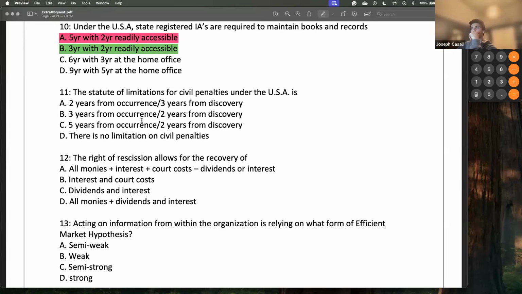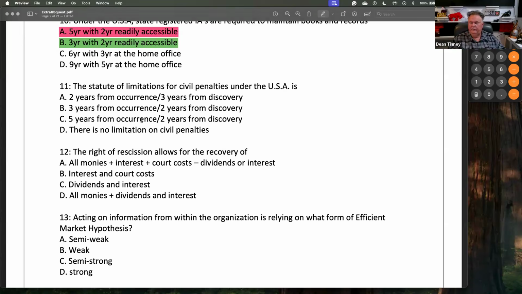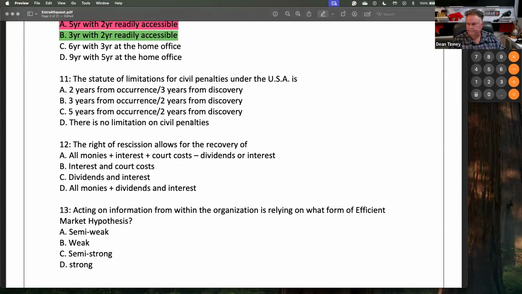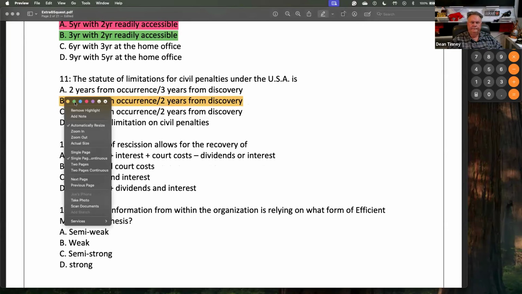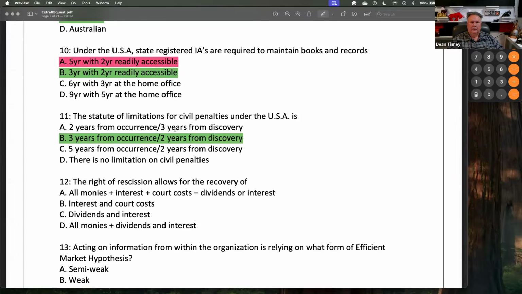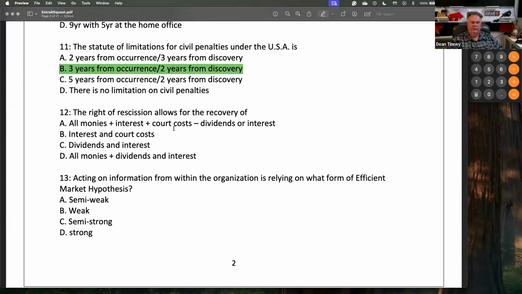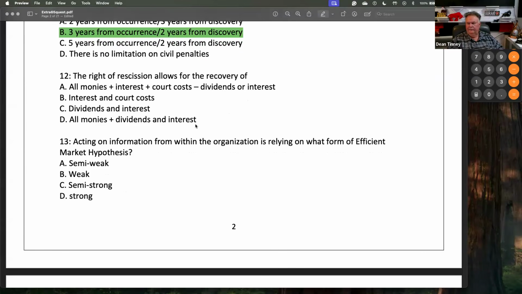The statute of limitations for civil penalties under the Uniform Securities Act. So 3 years from occurrence and 2 from discovery. Right on. Good job. Good job. The right of rescission allows for the recovery of.